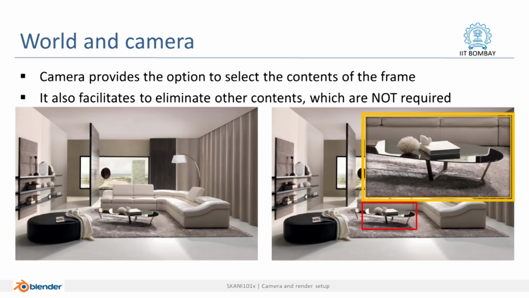So that is what camera does. It just eliminates the unnecessary things and shows whatever is within the frame. And what is the advantage? Advantage is you can decide the frame. You can decide where to place the camera so that the ingredients of the frame look as beautiful as you want them to be. So Blender is not an exception for that.